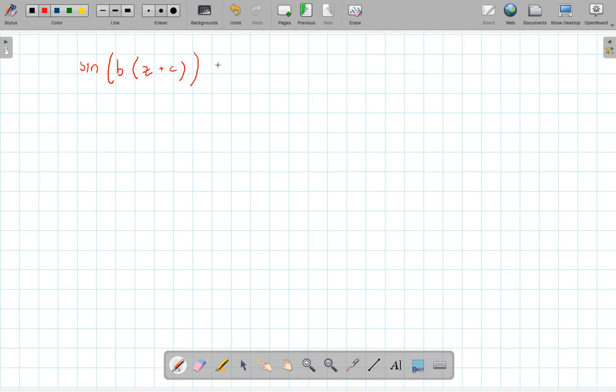Now what I can do is write that as sine brackets, and I can multiply these out. So it's bx plus bc. And this thing in here is called the phase shift. So if you see that written down and you're not sure what it is, it's just this thing here, it's called the phase shift.